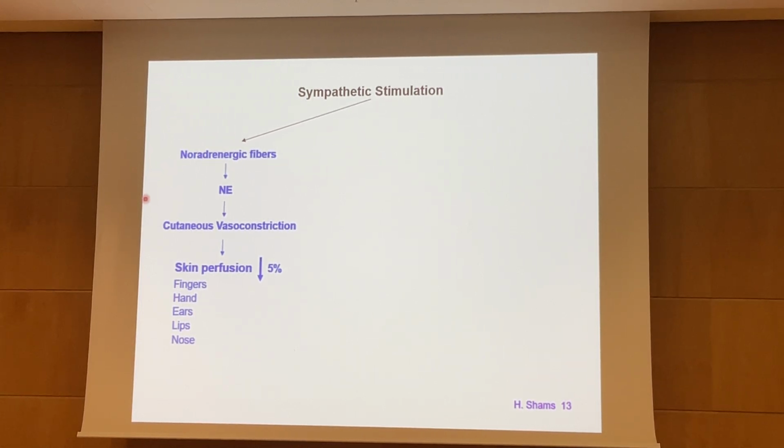If we have a cold environment, then the norepinephrine sympathetic fibers will be stimulated and they cause vasoconstriction, as you know. And then the skin blood perfusion decreases to 5%. And mostly in these areas where the most heat is transferred to the environment.